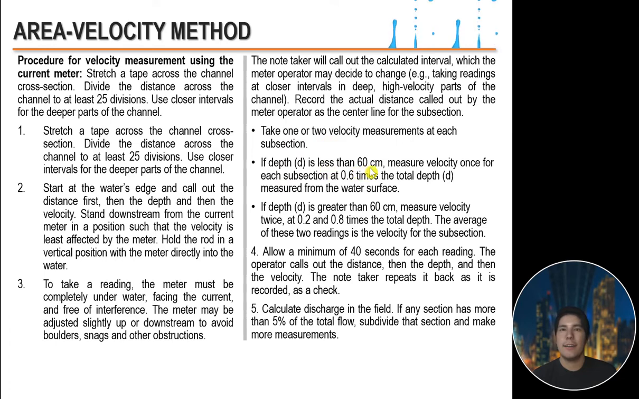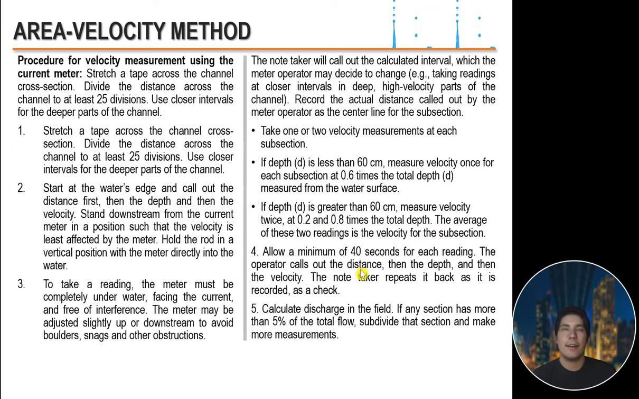If the depth is less than 60 centimeters, measure velocity once for each subsection at 0.6 times the total depth. That's where we submerge the current meter, at 0.6 of the total depth. If the depth is greater than 60 centimeters, measure velocity twice at 0.2 and 0.8 times the total depth. So two times we measure the velocity, at 0.2 of the depth and 0.8 of the depth. The average of these two readings is the velocity for that subsection. We also allow a minimum of 40 seconds for each reading.